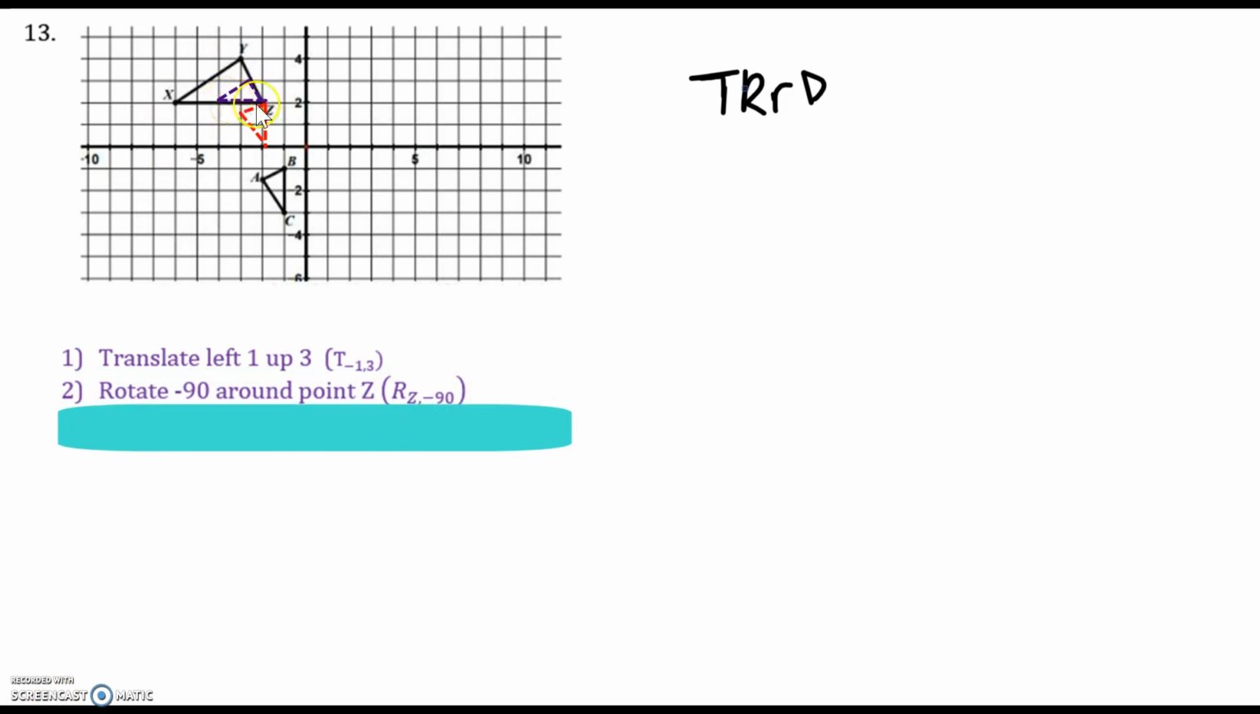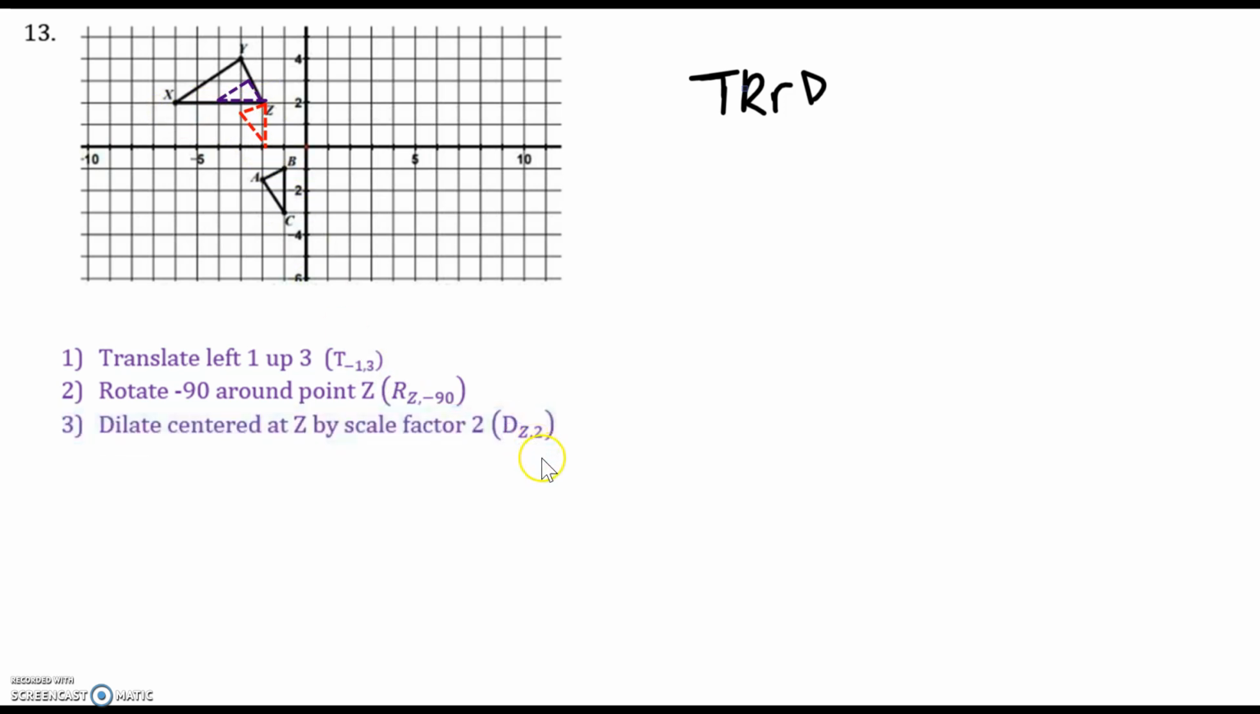And then I can dilate it. So again, point Z is the center. It's going to remain fixed. I'm going to pick 2 lengths. XZ here is 1, 2, 3, 4 units, and its corresponding part is only 2, so it's dilating by 2.